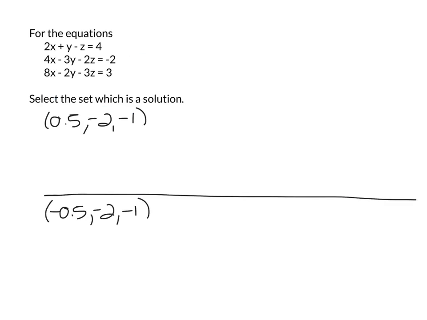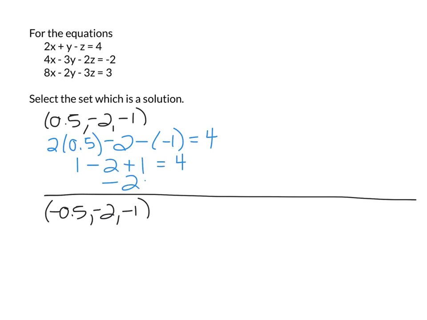Now if we go into our third and fourth sets, we're going to again begin by substituting the values in that first equation. Minus 2, minus 1, see if that's equal to 4. So we have 1 minus 2 plus 1. The 1's will cancel out. It will leave us with a negative 2, which is not equal to 4. So we know that would not have been a solution because it does not satisfy the first equation.